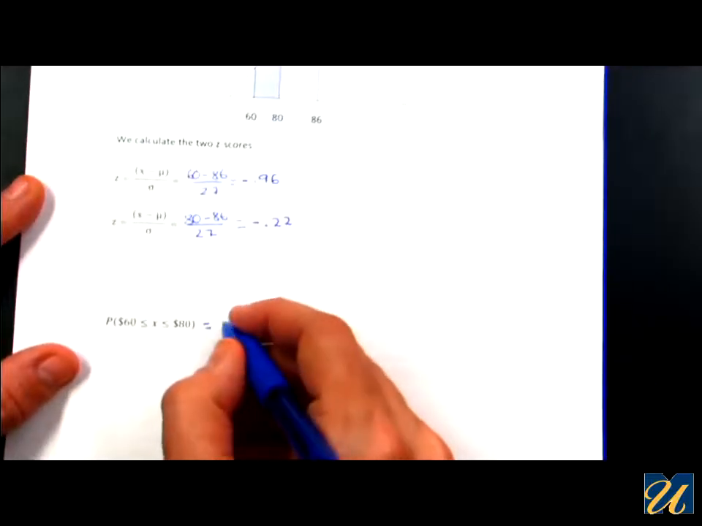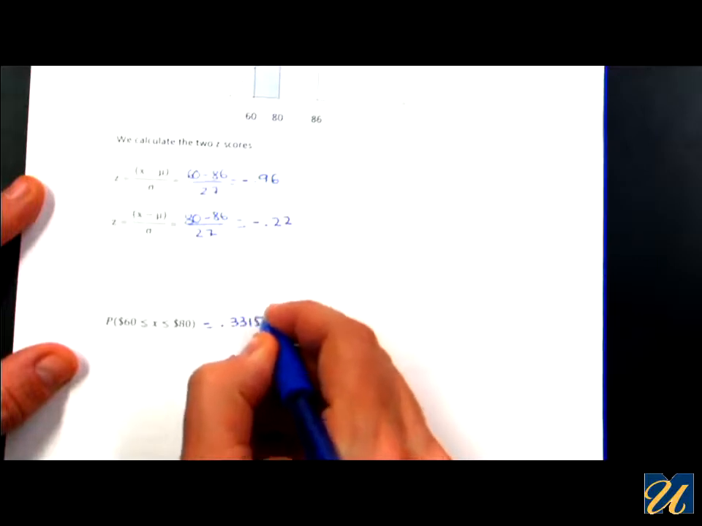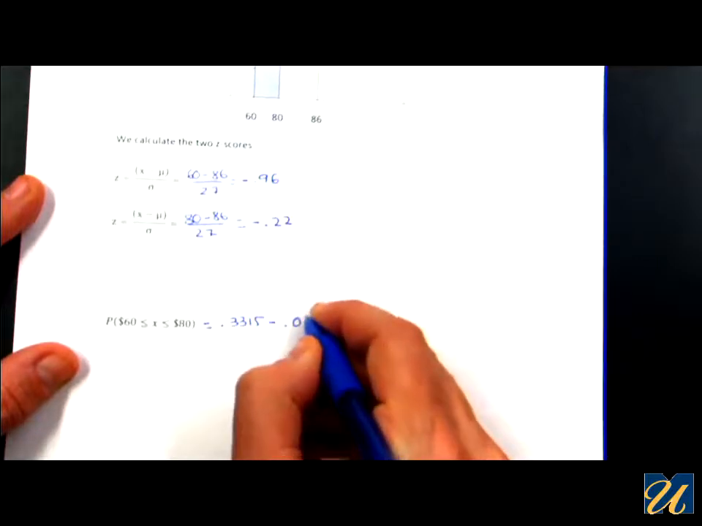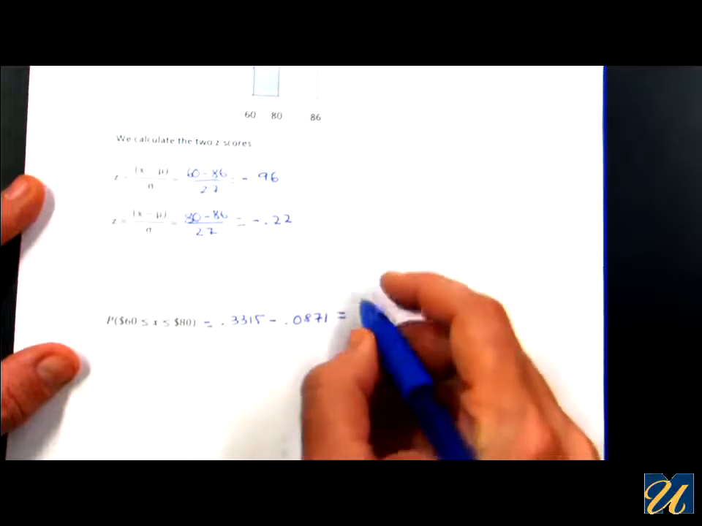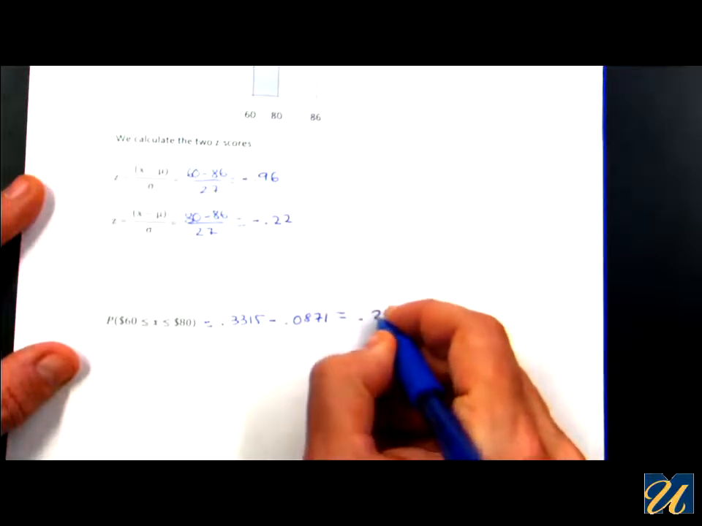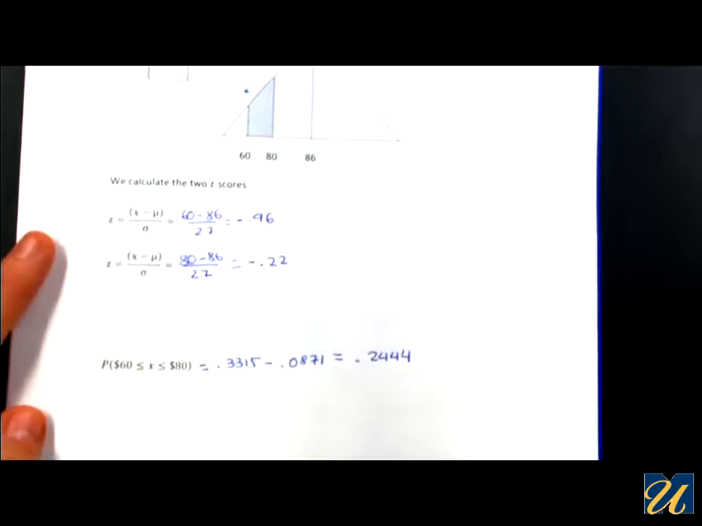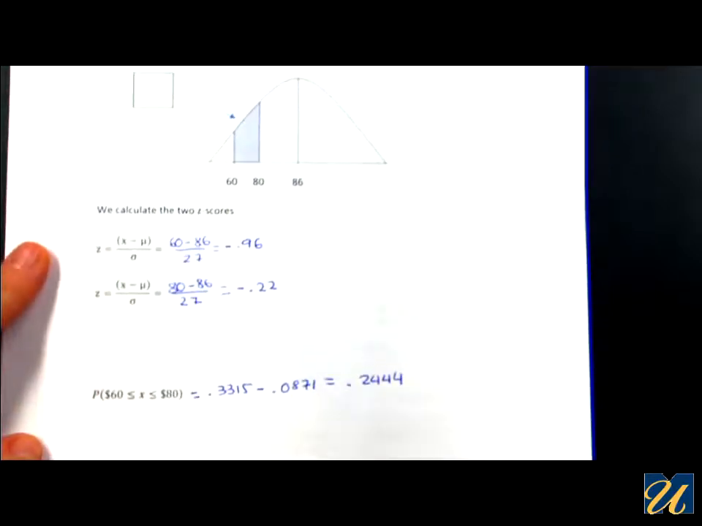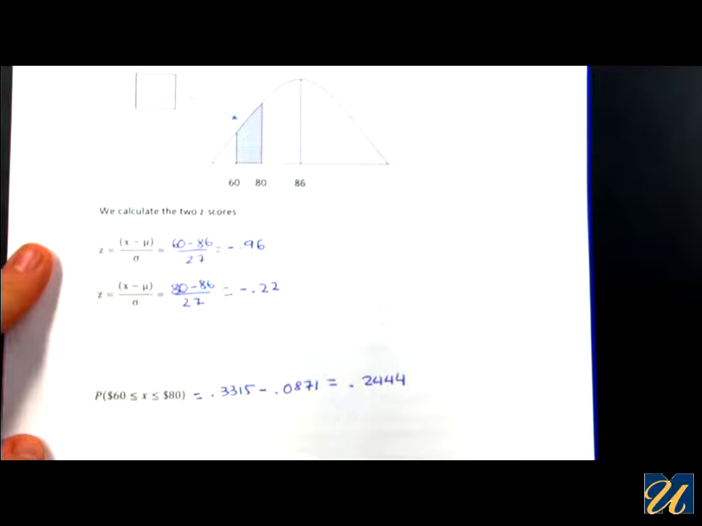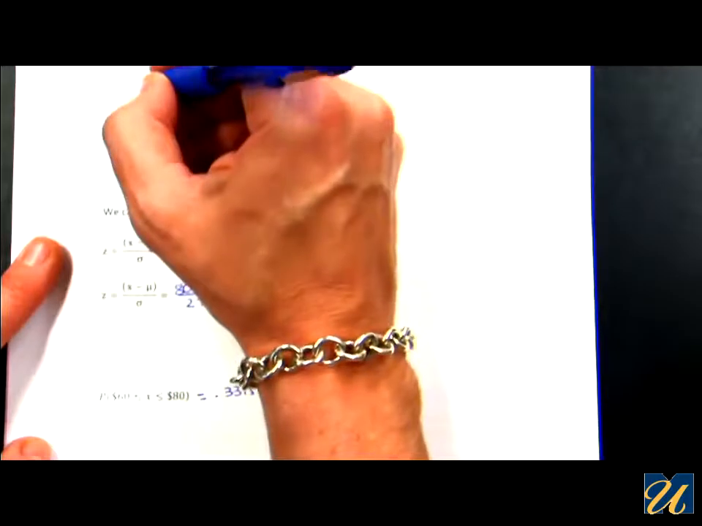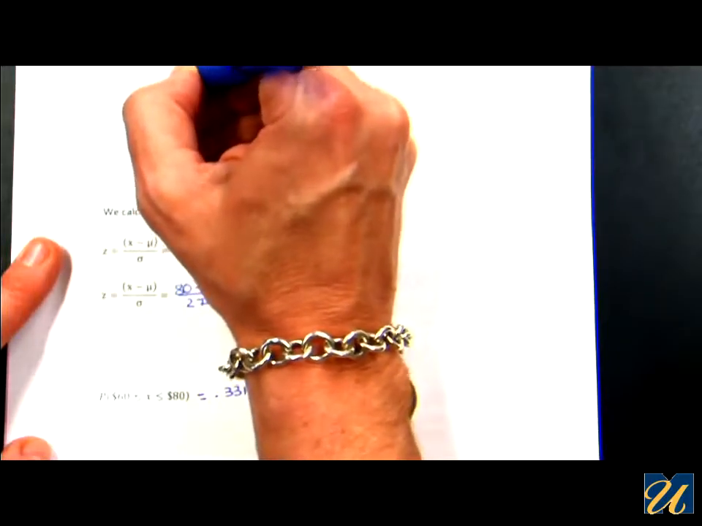So this will be equal to 0.3315 minus 0.0871, which will give us 0.2444. So 0.96 z-score has a corresponding probability of 0.3315. 0.22 z-score has a corresponding probability of 0.0871. We subtract, and the area that we are looking for will have 0.244 for the probability.